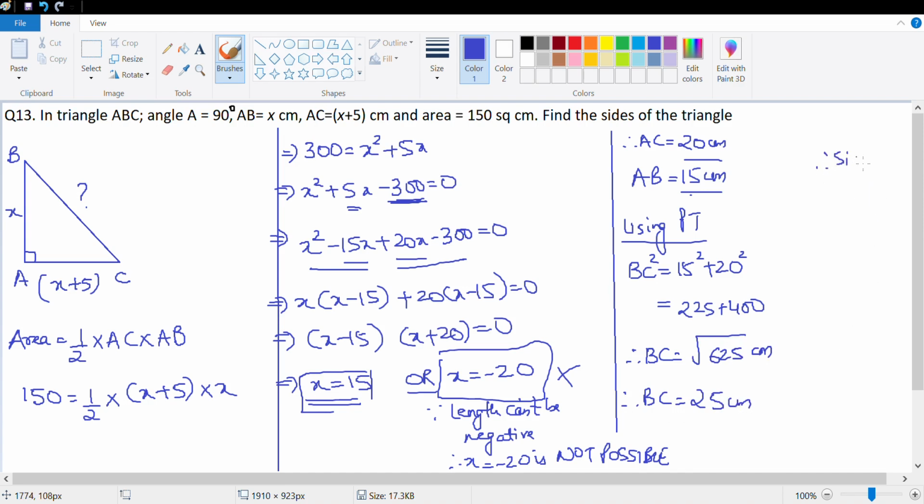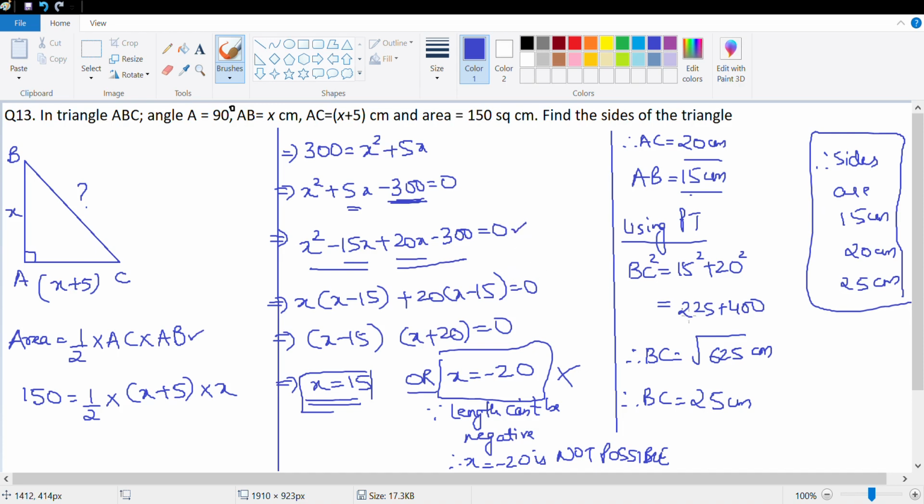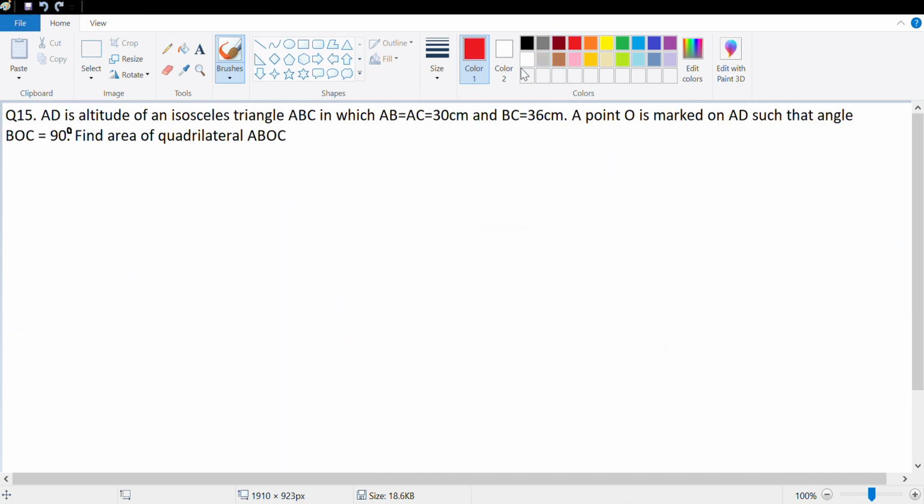Therefore, BC is equal to 25 centimeter. Therefore, sides are 15 centimeter, 20 centimeter and 25 centimeter. Done. Again, we used two concepts: first area, then applied quadratic, and then eventually applied Pythagoras. Very interesting question. Let's look at the last question that we solve in this exercise, which is question number 15.